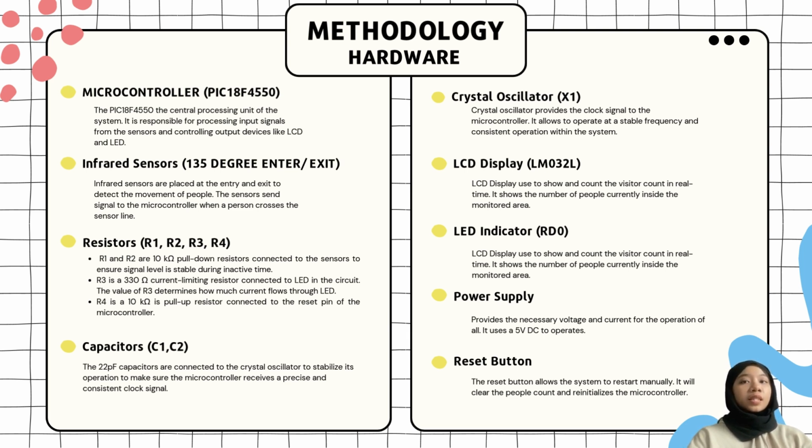Next, the crystal oscillator provides a clock signal to the microcontroller. Then the LCD display, which is LM032L, is used to show the real-time count of visitors. Like the LCD display, the LED also acts as a visual signal, complementing the LCD display for real-time monitoring.